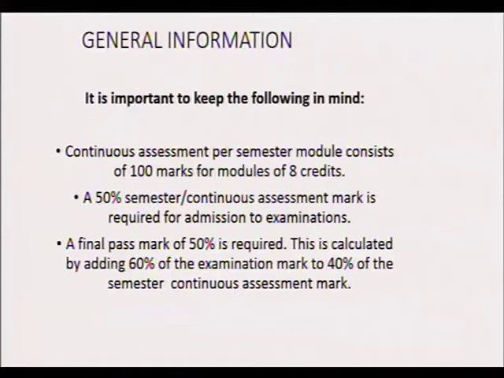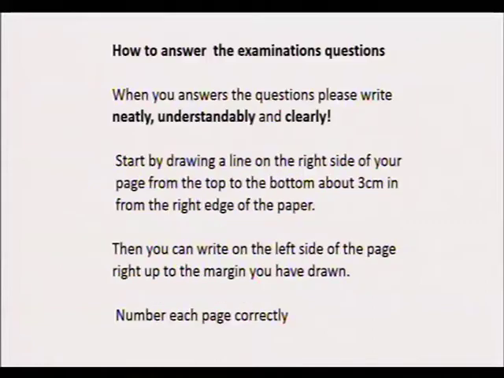Before we start, I would like to give you some general information that you could keep in mind when you write the examination. It is very important that you know that continuous assessment per semester module consists of 100 marks for modules of 8 credits. A 50% semester continuous assessment mark is required for admission to examinations. A final pass mark of 50% is required. This is calculated by adding 60% of the examination mark to 40% of the semester continuous assessment mark.